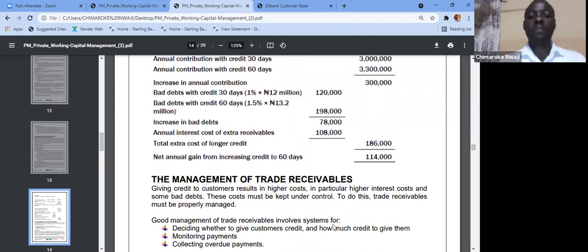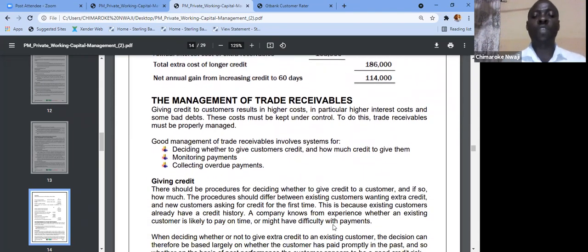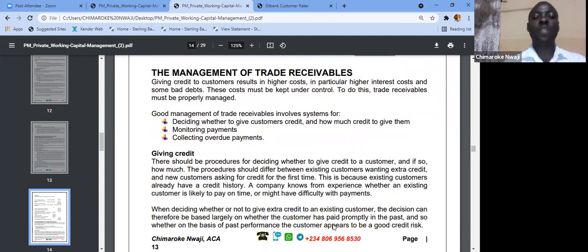All right, now management of the trade receivables. How do we then manage our trade receivables? We've seen that giving credits to customers have their costs and its benefits. Now, this cost must be kept under control. How do we keep this cost under control? It is by managing our trade receivables properly. How do we do that?